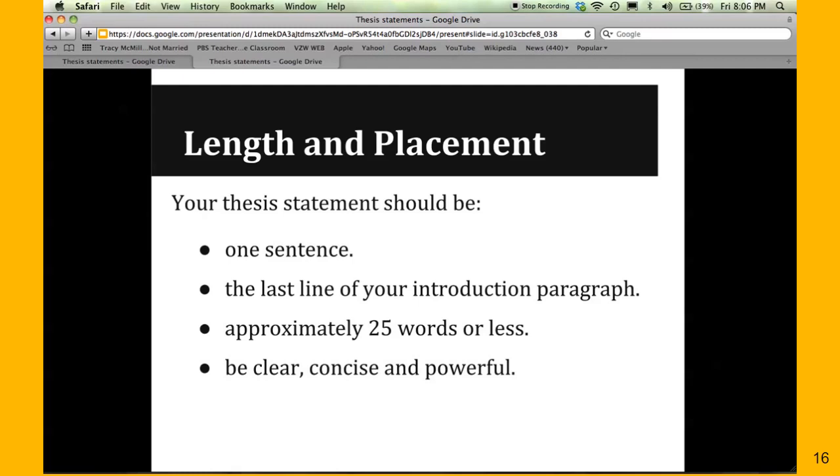A lot of students, because there's quite a bit of information that needs to go in the thesis, really struggle with keeping it concise. Their thesis statements end up very long, and the longer it is, it can lose steam. It can lose some power if it's overly long. So you want to keep it clear, concise, and powerful, because as I said, your thesis statement is the most important sentence of your essay.